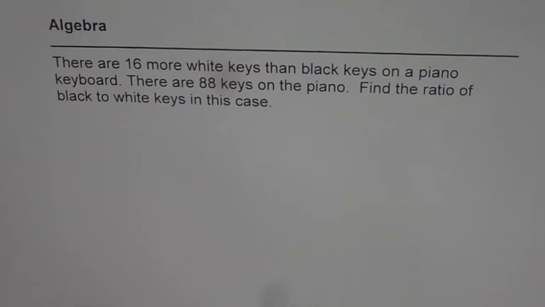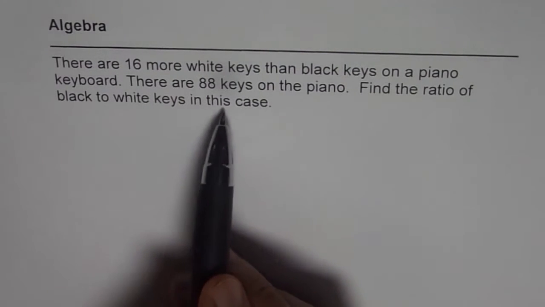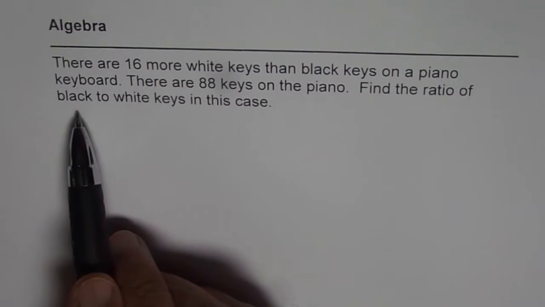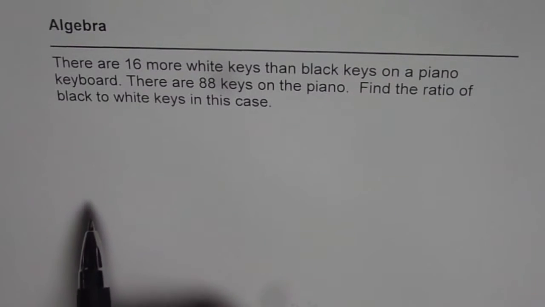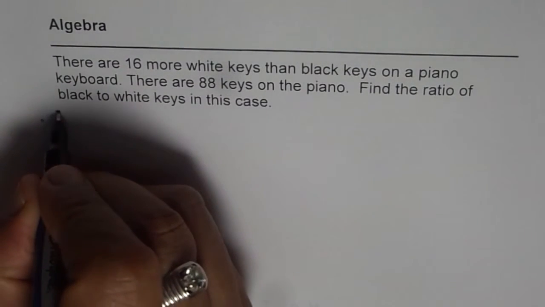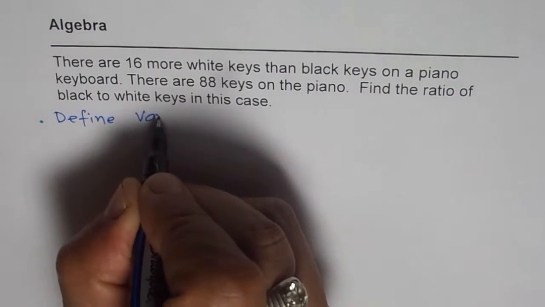Whenever you have a word problem, first figure out what you need to find. It says find the ratio of black to white keys. That means you need to find how many black keys there are and how many white keys there are. Based on that, define variables. So we'll write the first step as define variables.